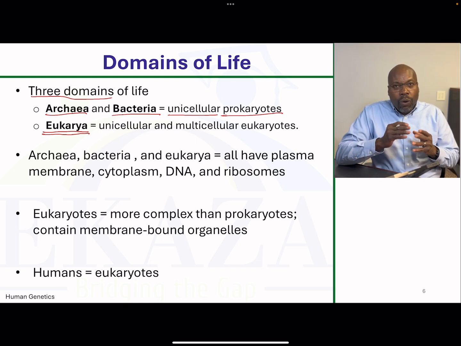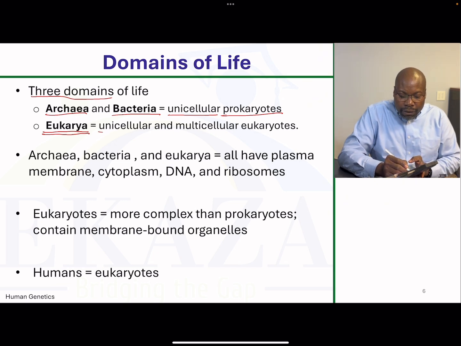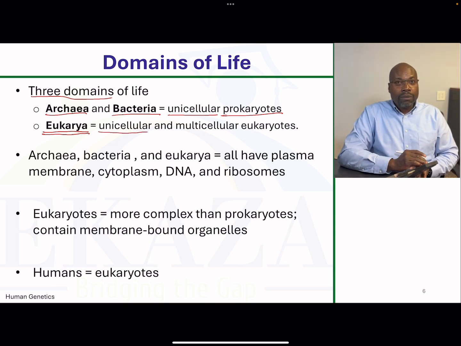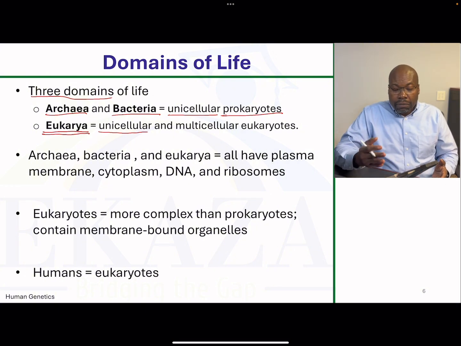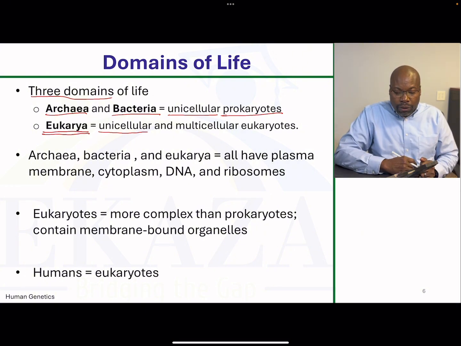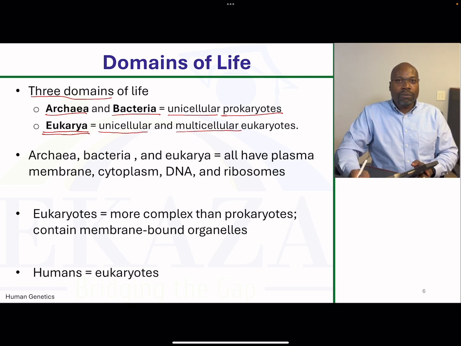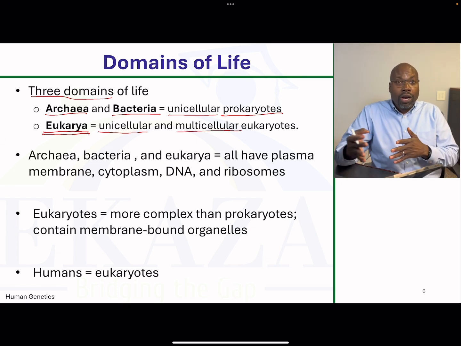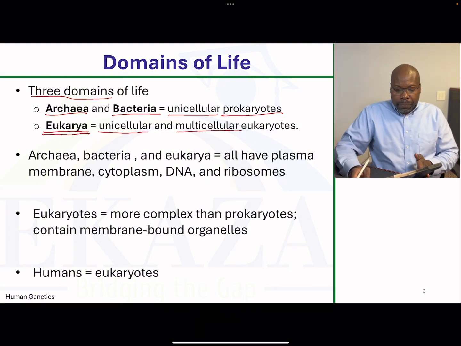And when we look at eukarya, organisms in eukarya occur in two forms. We have unicellular eukaryotic organisms such as yeast and protists, to mention only these two. And then you have multicellular eukaryotic organisms such as you, a dog, a cat, a tree, right?